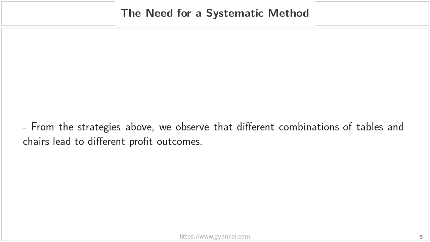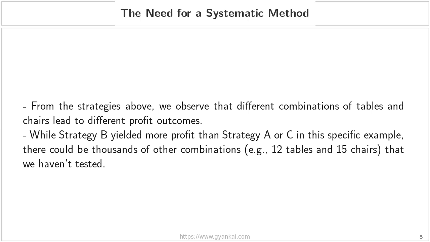Now, let's take a moment to reflect on the three strategies we just calculated. As you can see from our results, different combinations of tables and chairs lead to very different profit outcomes. In our specific example, Strategy B, where we only stocked chairs, yielded a higher profit than Strategy A or Strategy C. However, we must realize that we've only looked at a tiny fraction of the possibilities. There could be thousands of other combinations, such as 12 tables and 15 chairs, that we haven't even tested yet.